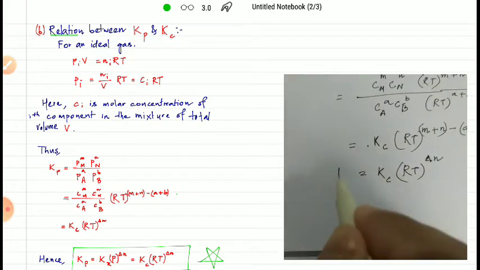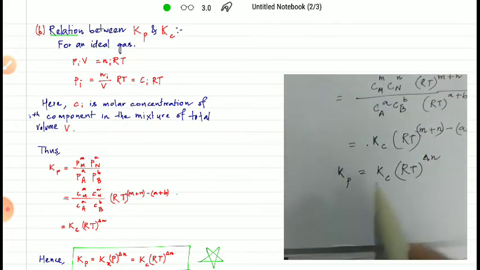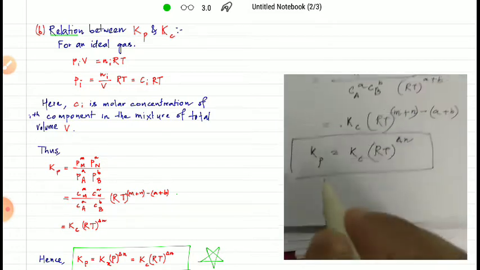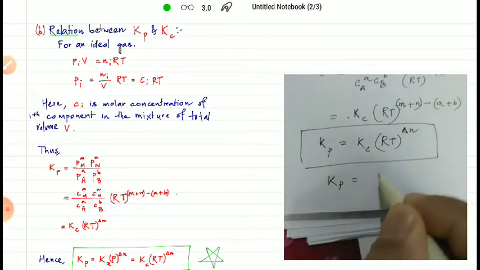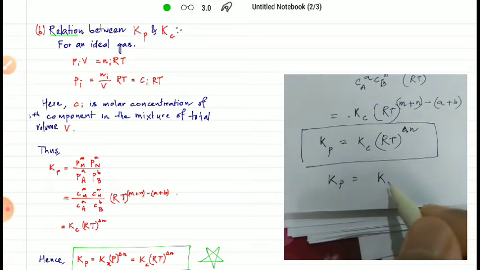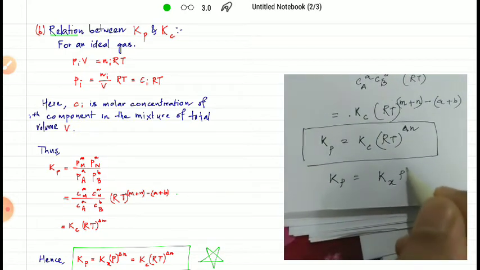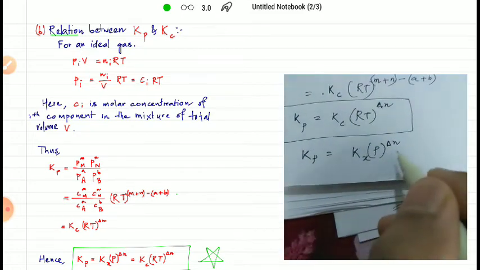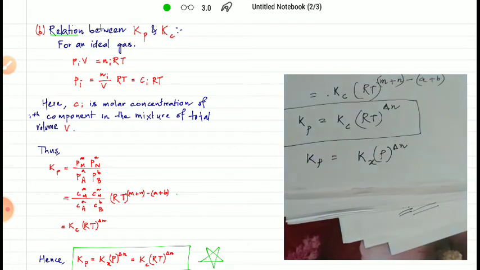So it is your Kp. Okay, so that means we have two relations, one is this one, and another is Kp is equal to Kx p to the power del n. So that means Kp is equal to Kx p to the power del n.